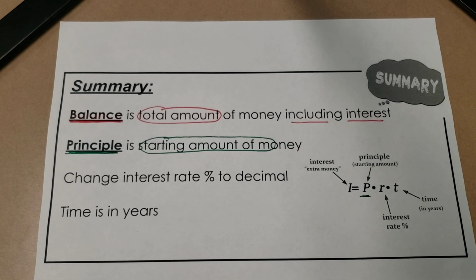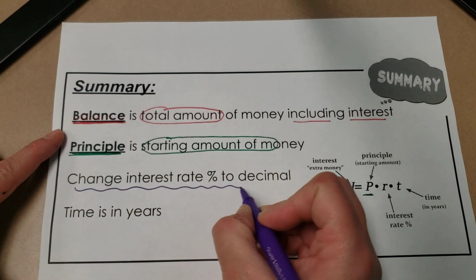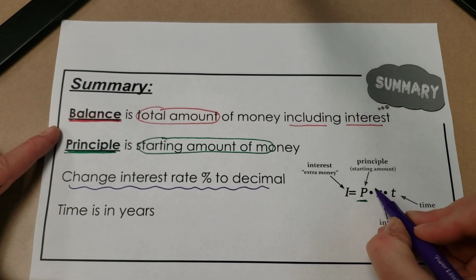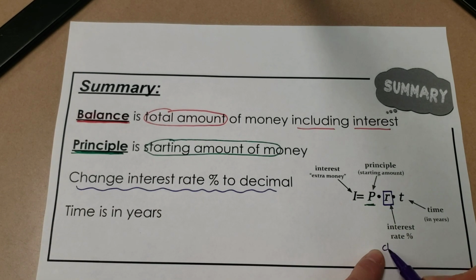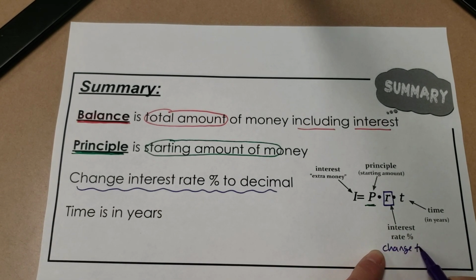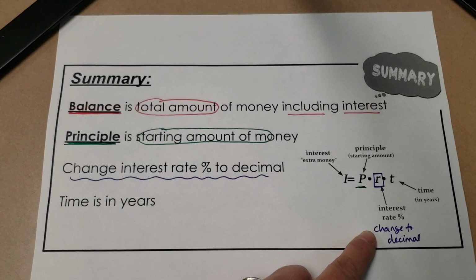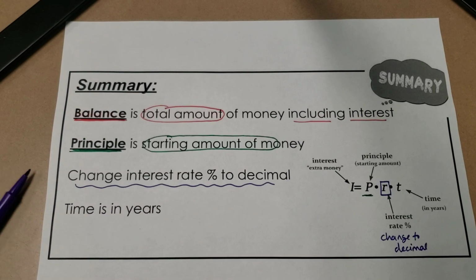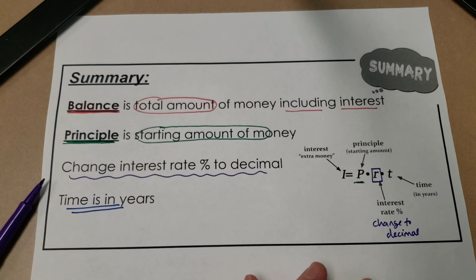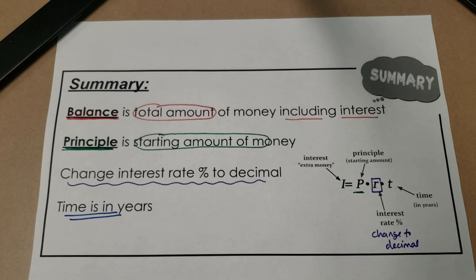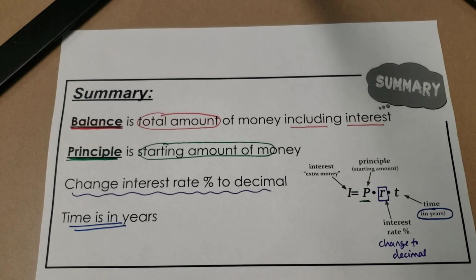Then a couple steps we had to do along the way. We had to change any interest rate percent into a decimal. So anytime we were given a percentage rate, we always had to change it to a decimal, just like we've been doing in everything in this unit. And then lastly, time is always in years. And that can be a fraction of a year if it's less than a year. Sometimes it's more than a year. But time always has to be in years.